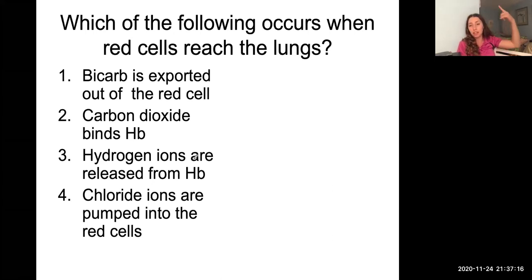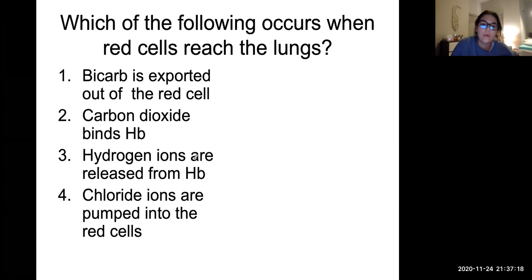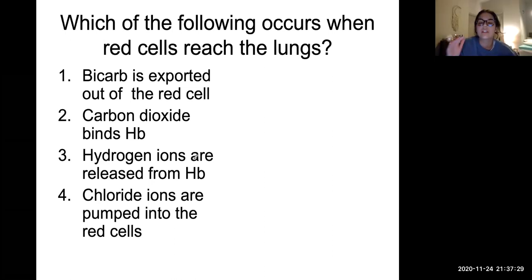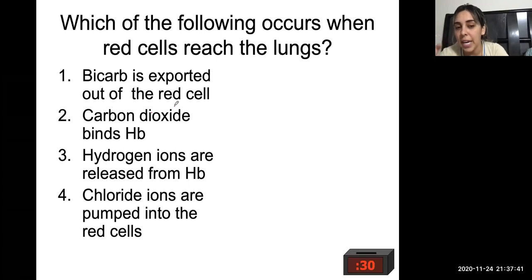Remember there's 3 ways to that. Remember how both the hydrogen ions and bicarbonate are the way the CO2 gets transported? It has to leave when it reaches the lungs. Remember carbon dioxide can travel as bicarb, so it has to go out of the cell. Like when it reaches the lungs, it has to leave.